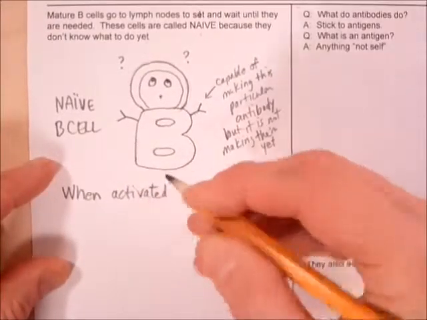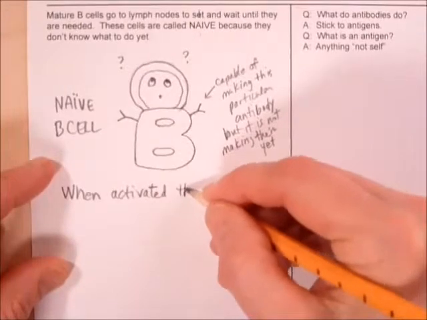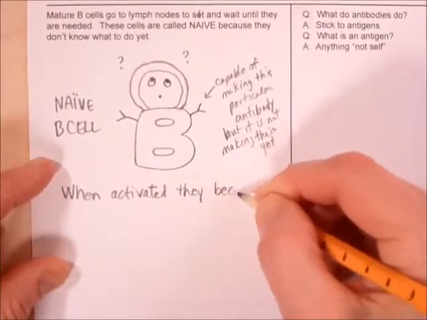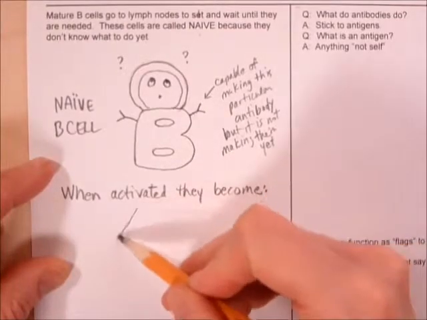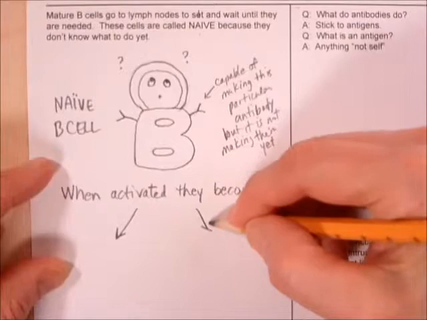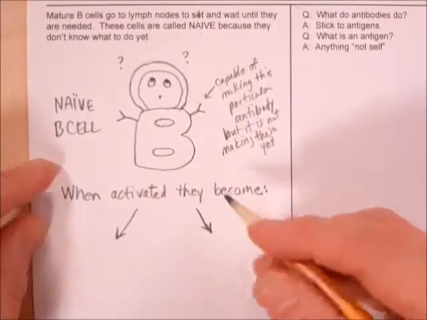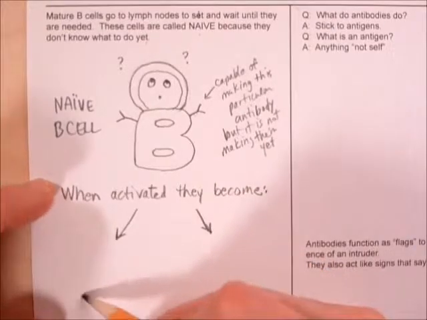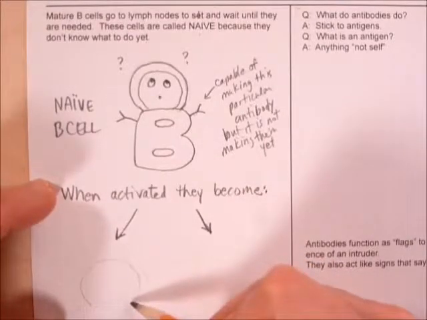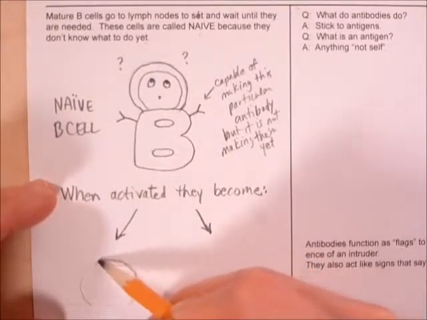When activated, they become, okay, either, so this is like a divide. Remember, it's sort of like the monocyte deciding what to do. Okay, it can turn into, let's see, we're going to make these guys look the same.